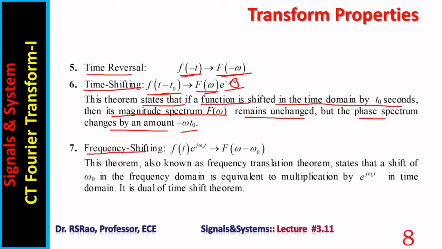Another property is the frequency shifting property. f of t e power j omega naught t has the Fourier transform F of omega minus omega naught. This theorem is also known as the frequency translation theorem. It states that a shift of omega naught in the frequency domain is equivalent to multiplication by e power j omega naught t in the time domain. It is a dual of the time shift theorem, which we considered under 6. 6 is the time shifting theorem, 7 is frequency shifting.